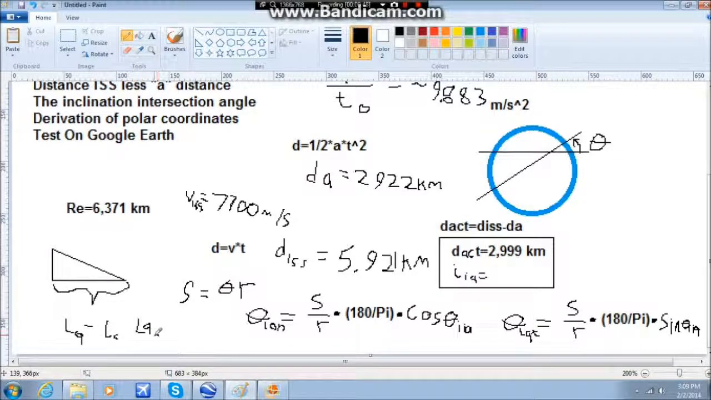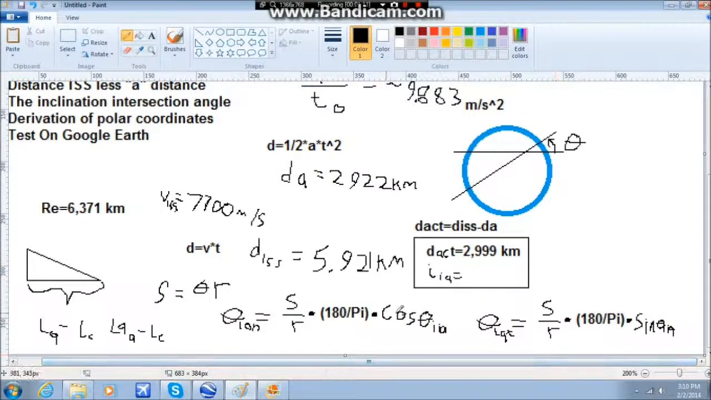Latitude actual minus latitude calculated. And that will give us the tracked position of the ISS when we take off. In other words, when the ISS crosses that position, we hit the gas. And that is going to determine the position. So we're going to work out one of these formulas here now, real quick.